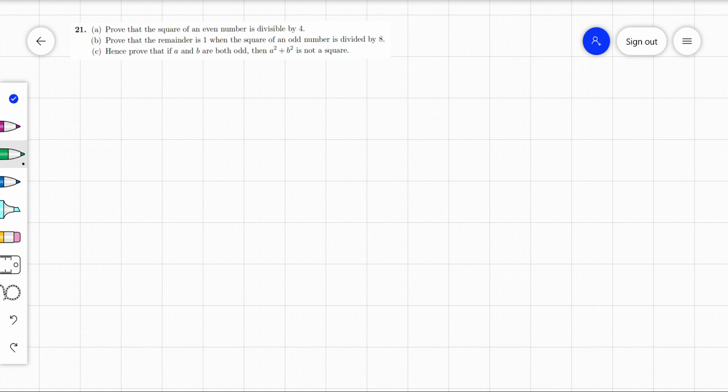Alright, so first we want to prove an even number is divisible by 4. So let's let n be the even number. Then we have n in the form 2k, where k is of course an integer. So let's have a look at the square. The square of an even number is divisible by 4.